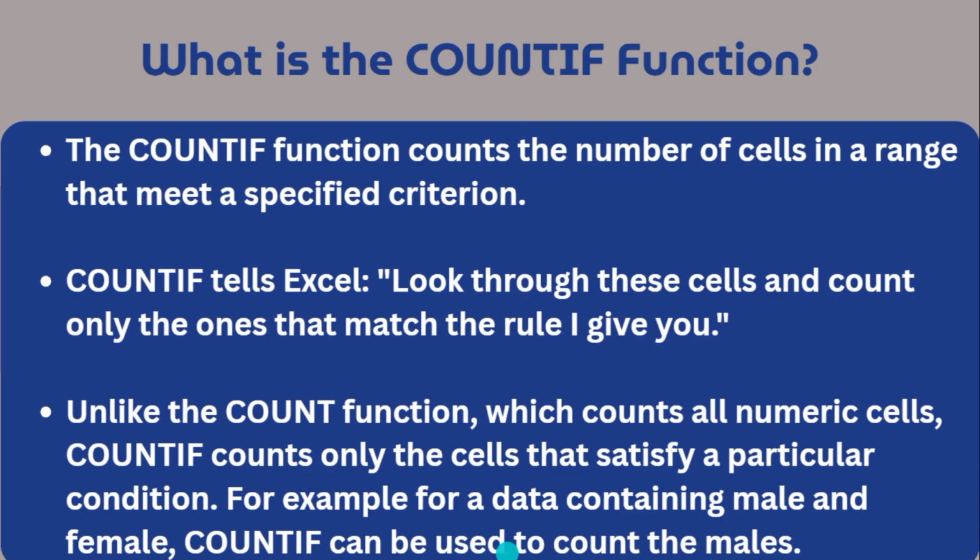The COUNTIF function counts the number of cells in a range that meets a specified criterion. So COUNTIF tells Excel, look through these cells and count only the ones that match the rule I gave you. It means you give Excel a certain rule, and then Excel will be checking it line by line. Did this one meet the condition? If it meets the condition, Excel counts it. If it doesn't meet the condition, Excel does not count it.